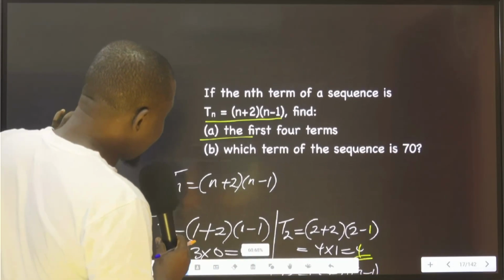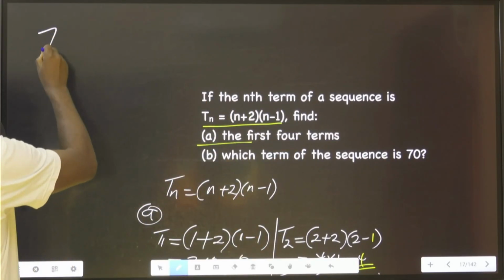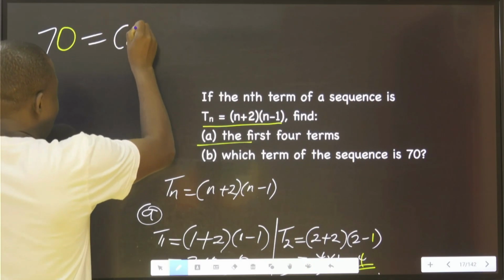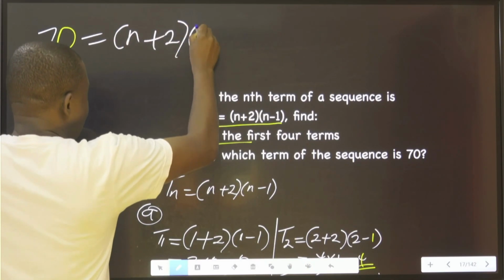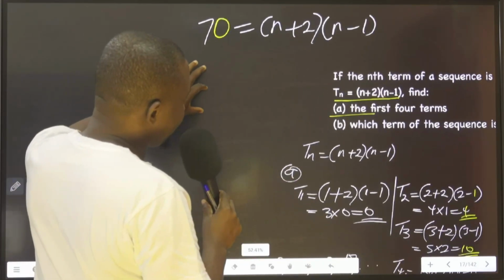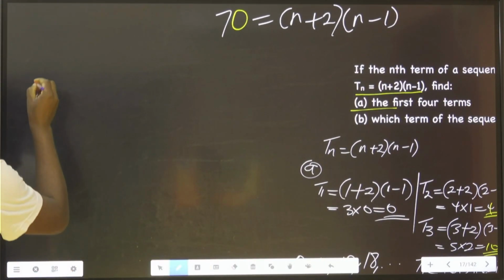We're going to take 70. Say 70 is equal to this, that is (n plus 2)(n minus 1). So as you can see in this place, we're going to have a quadratic equation. So let me give a space.